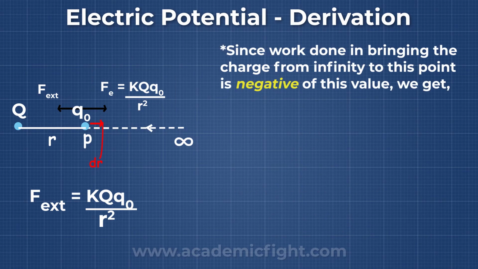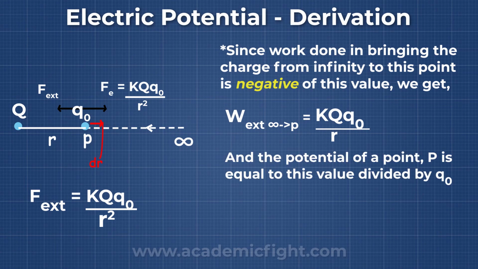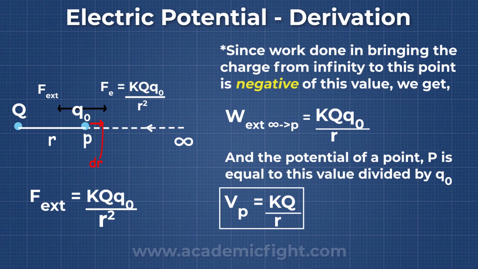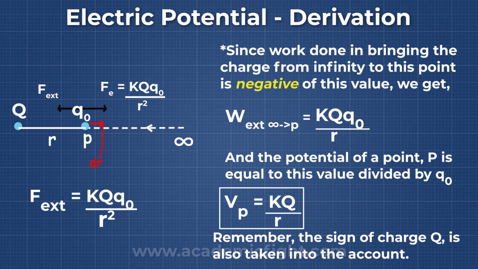Now, since work done in bringing the charge from infinity to this point is negative of this value, we get work done, infinity to P, is K, Q into Q naught, divided by r. And the potential of a point P is equal to this value divided by Q naught. So, Vp is equal to Kq by r. So this is how we write the potential of any point. Remember, the sign of charge Q is also taken into account.